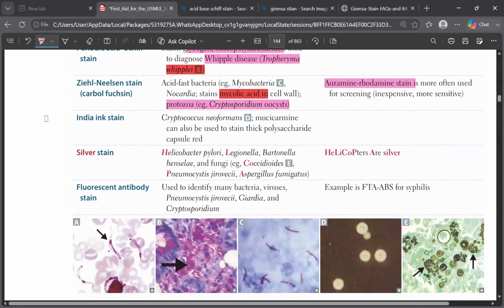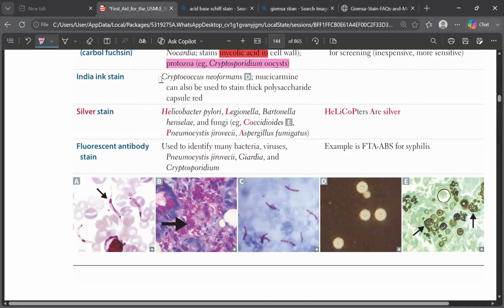Then we have India ink stain, which stains Cryptococcus neoformans. This structure. It is mucicarmine. Mucicarmine can also be used to stain thick polysaccharide capsule red. Okay, so there are so many stains right here.